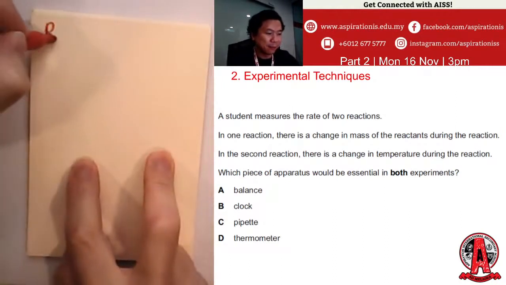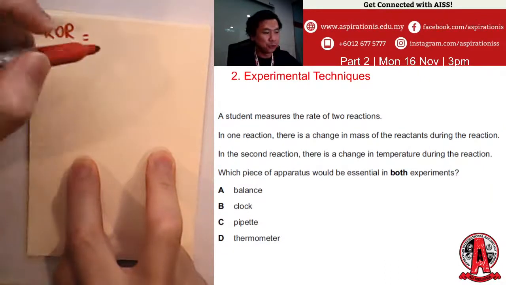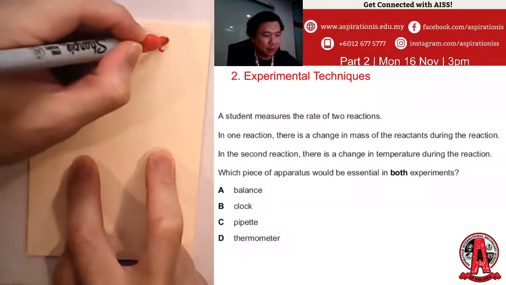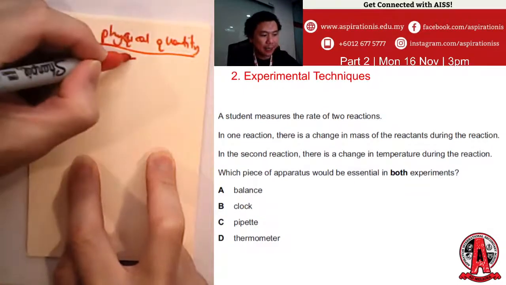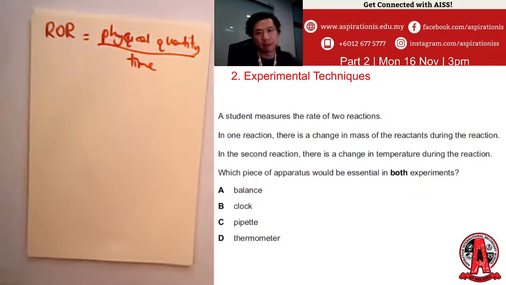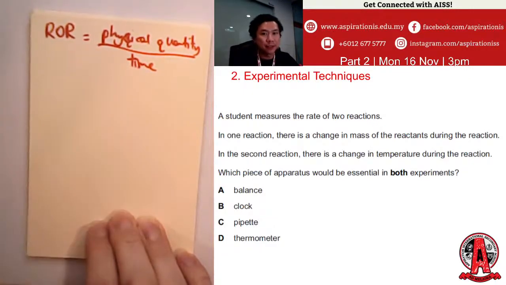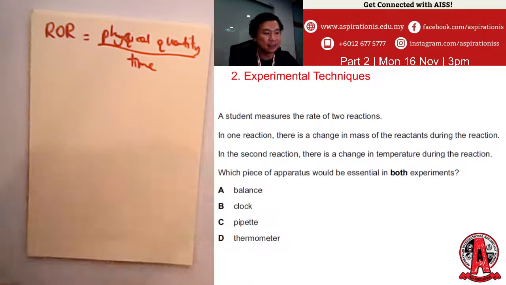So remember, for rate of reaction, you need a physical quantity over time. So you definitely need a clock. The physical quantity is the change in mass, so you need a balance to measure that. And in the second reaction, you need a thermometer. So physical quantity over time. In both, you need the clock. So the answer is B. Very good.